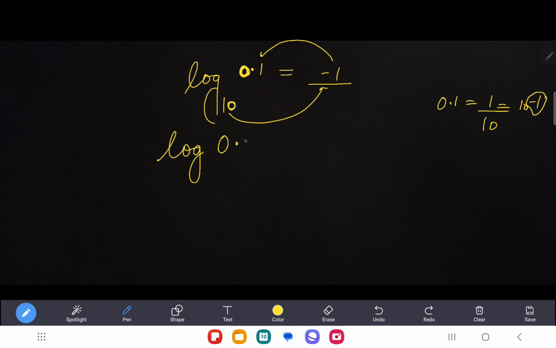If I give you log of 0.0025 to the base 5, what should be the answer?